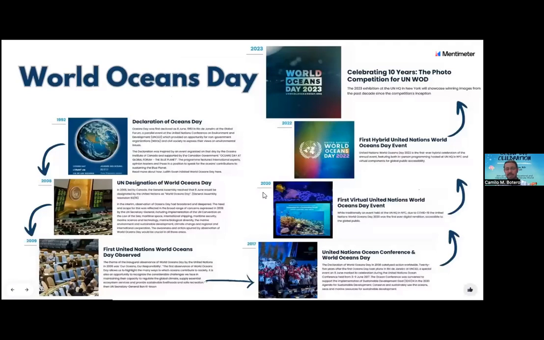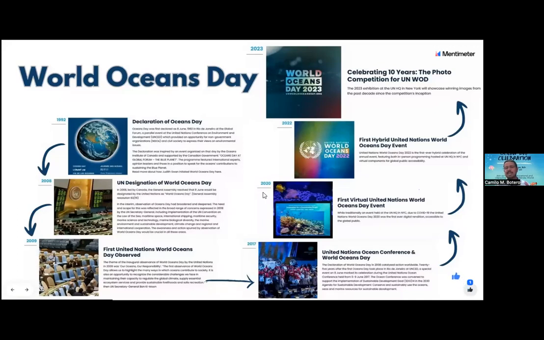What is World Oceans Day? In general terms, briefly, this is the story of World Oceans Day. The first declaration of Oceans Day was in Rio de Janeiro in 1992, at a very important conference that all of us should know about: the United Nations Conference on Environment and Development in 1992 in Rio de Janeiro, Brazil.